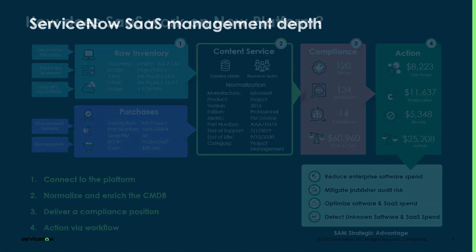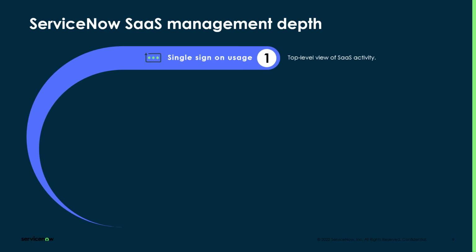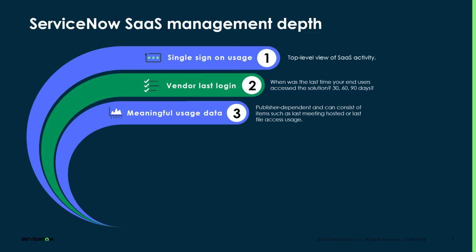Let's spend a few moments looking at the level of depth of the data that we capture through integrations. At the very top level, we're bringing in the subscription applications as well as the users to whom they're assigned. We also bring in the vendor last login data. So when was the last time your user accessed the solution? We also bring in more meaningful usage data, depending on the publisher. And that can consist of information such as when was the last time a meeting was hosted versus the last time it was attended, or what was the last file access used.